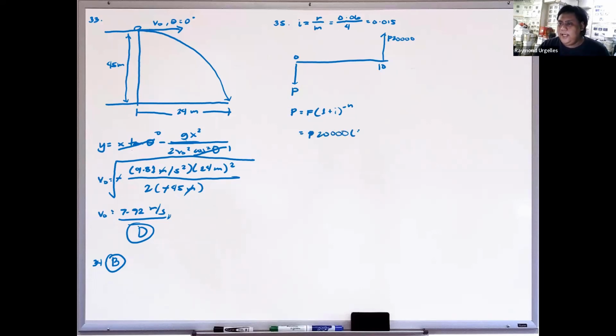Then what is our i? That is 0.015. And what is n? That's the number of compounding periods multiplied by the number of years. So this is 40. Okay? When you solve this, you should be able to get 11,025.25. So again, it's just a single payment, so it's easy.